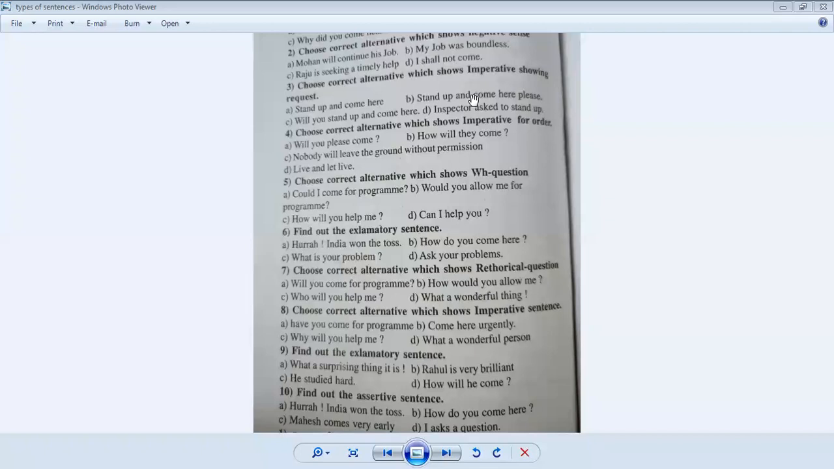No, third one, Aditi, they are asking specifically for imperative showing request. So in option B only they have used please. Clear both topics, voice and types of sentences.